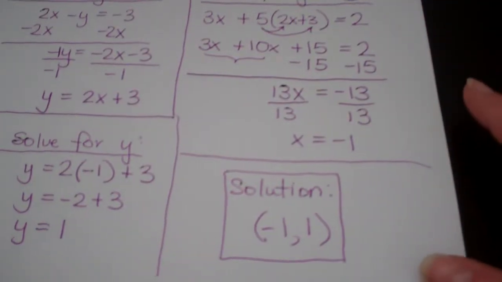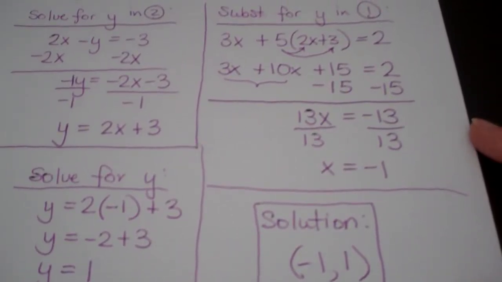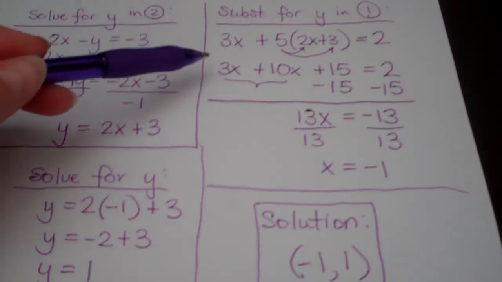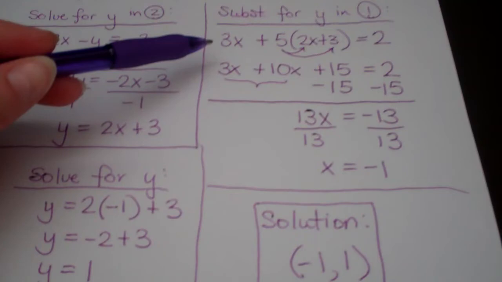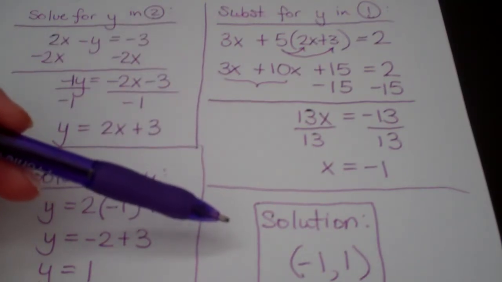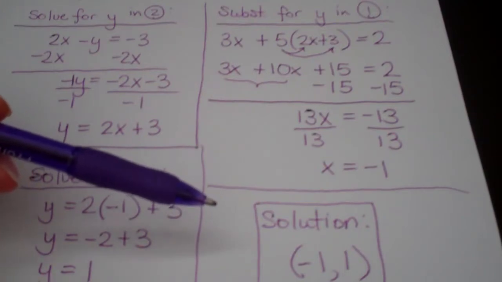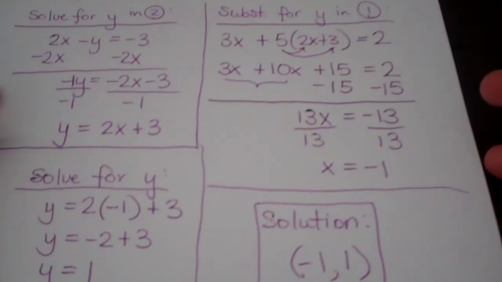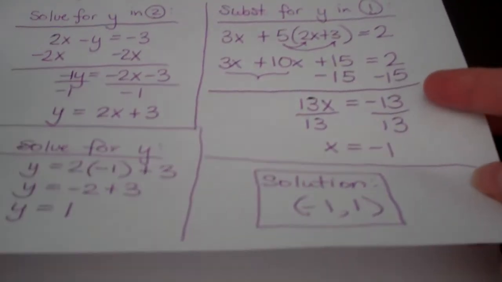Okay, so I hope that gives you a good idea of what substitution looks like. We isolate one variable, substitute for that variable in the second equation. And then remember, our solution is going to look like a point because these are intersecting lines. Alright, let me show you another example.